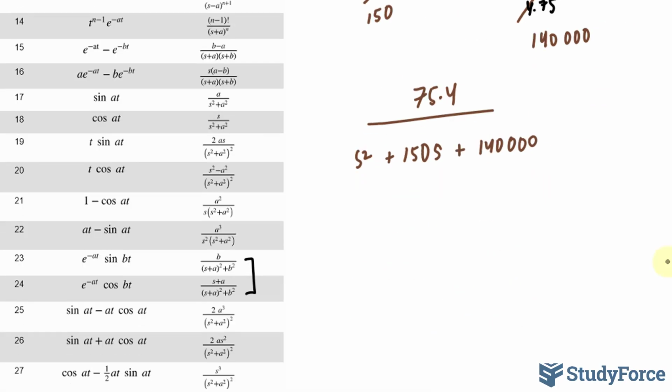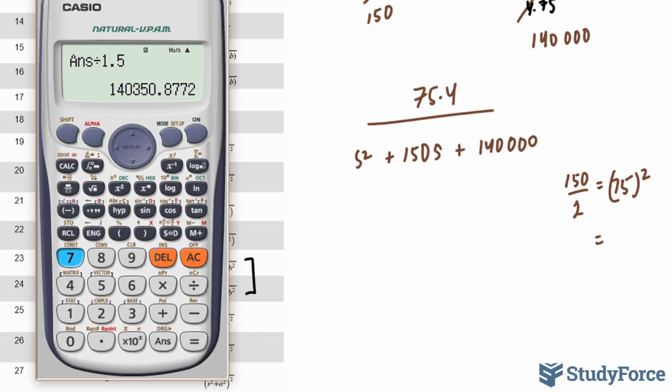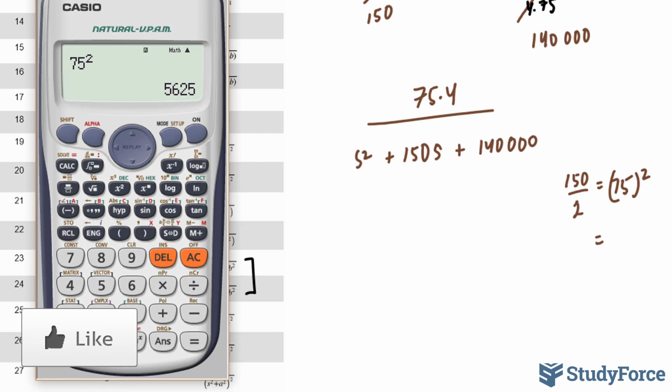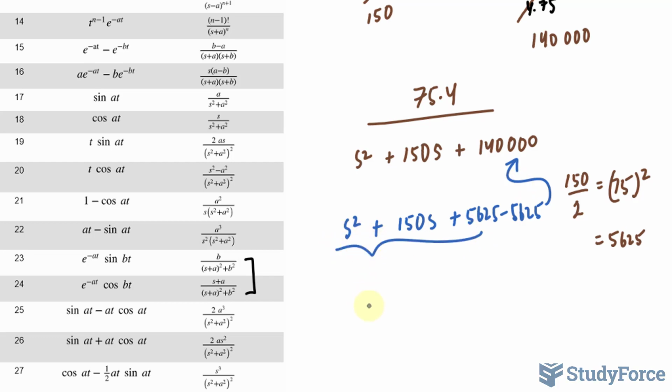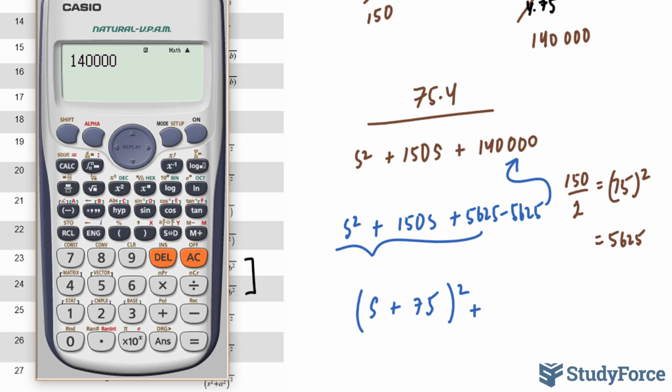Completing the square isn't hard. I'll show you really quickly. You take 150 divided by 2. That gives you 75. 75 to the power of 2, that I need my calculator for, is equal to 5,625. You add and subtract 5,625 to this expression. And this becomes a perfect square trinomial where we can write it as s plus 75 squared, and this number minus that number gives us, let's use our calculator, 140,000 minus 5,625. This gives us 134,375.